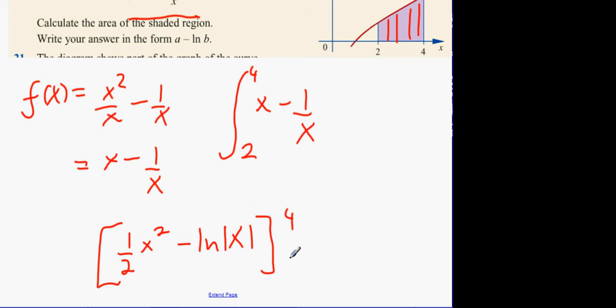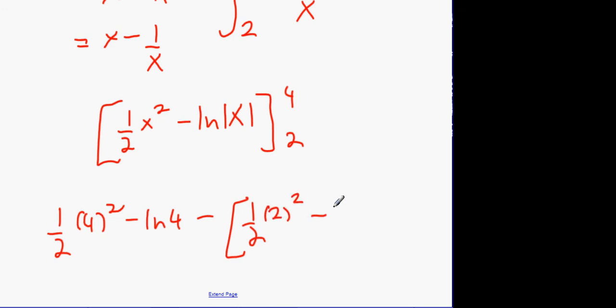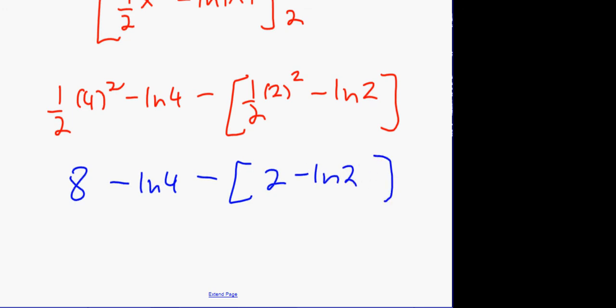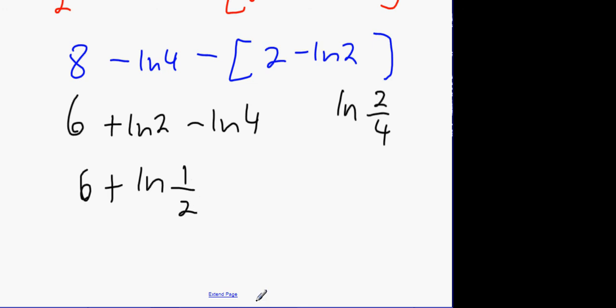Okay, 4 to 2. Put it in, and what you're going to get is a half 4 squared minus ln 4, minus bracket a half 2 squared minus ln 2, close bracket. Now that's nearly exactly the same as the last question I had, isn't it? 8 minus ln 4 minus 2 minus ln 2. Now, big difference here, guys. It's going to be 8 minus 2, which is 6. And then it's going to be plus ln 2 minus ln 4. What is ln 2 minus ln 4? Can anybody tell me? It's going to be ln 2 over ln a half. Okay. Alright, guys.